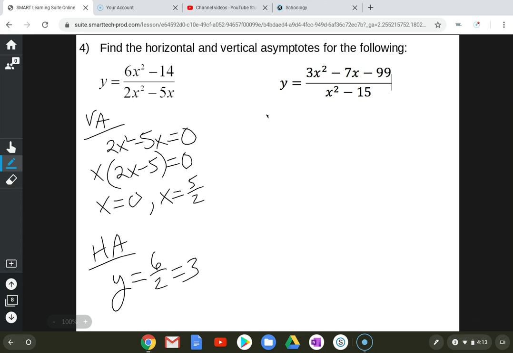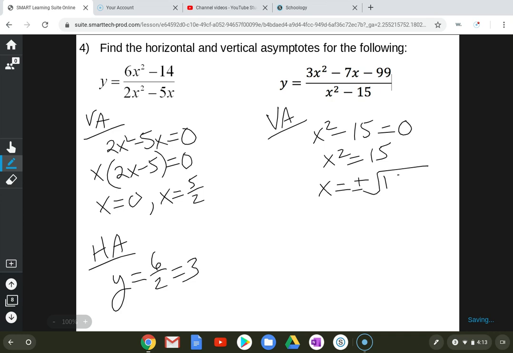For this one, set the bottom equal to 0. x squared equals 15. So x is plus or minus the square root of 15. Oops, that minus didn't show up. There's your two vertical asymptotes. Horizontal asymptote, same degree top and bottom. Divide the leading coefficients. 3/1 is 3.